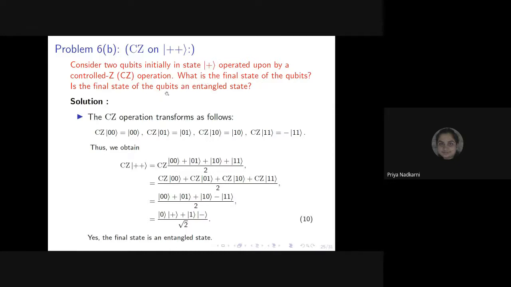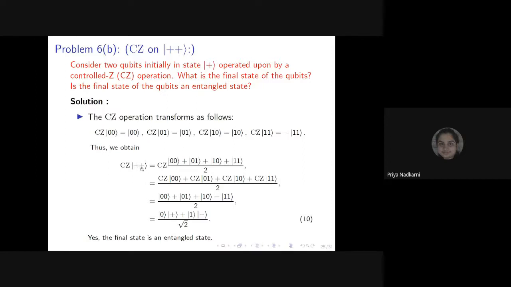Is the final state of the qubits an entangled state? Let's again recall the CZ operation. When the CZ operation acts on 0,0, it remains 0,0. When it acts on 0,1, it does not change the state. Again, for 1,0, it does not change the state. But only when it's 1,1, we get a phase flip, that is, a negative sign. So now let's apply it on the plus plus state and see.